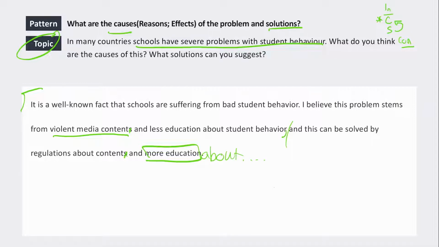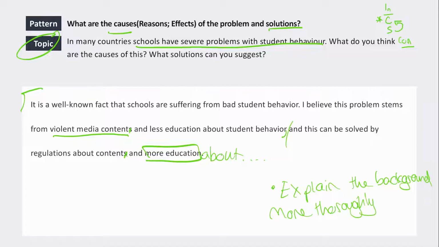So, I mean, as an introduction, this is fine. It's your very basic level of introduction. To improve, they can explain the background more, and in detail. Okay, so you can give some examples.